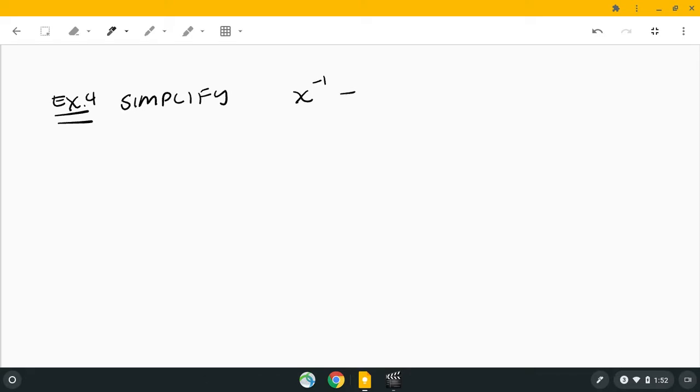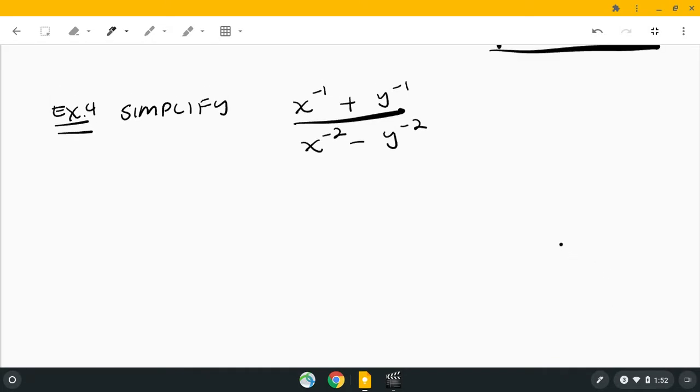x to the -1 plus y to the -1 over x to the -2 minus y to the -2. Okay, so all of these negative exponents. So this is actually a complex fraction, because remember when you have negative exponents, you take the reciprocal. So this is just another way to write 1 over x. This is another way to write 1 over y. This is another way to write 1 over x squared. And this is another way to write 1 over y squared. So let's just go ahead and rewrite them like that.